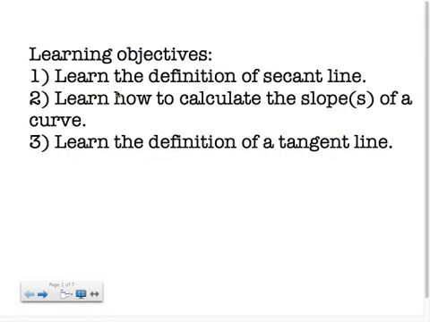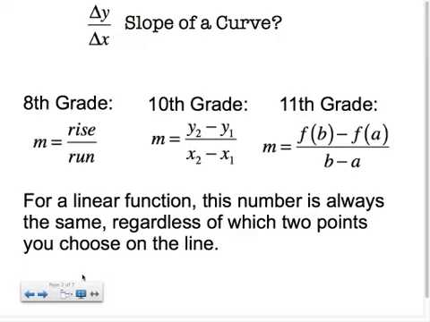Okay, in this video we're going to learn the definition of a secant line. We're going to learn how to calculate the slope or slopes of a curve, and we'll learn the definition of a tangent line. So slope is the name of the game in this video. This concept of change in y divided by change in x, delta y over delta x. You've seen it presented many times throughout your years of mathematics.